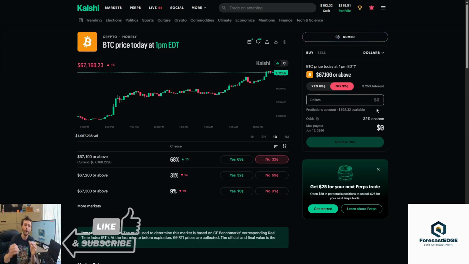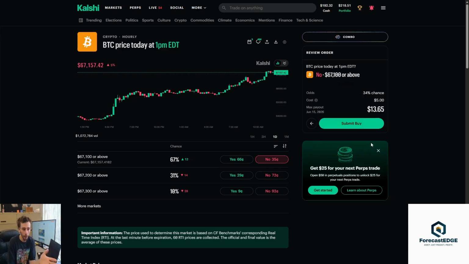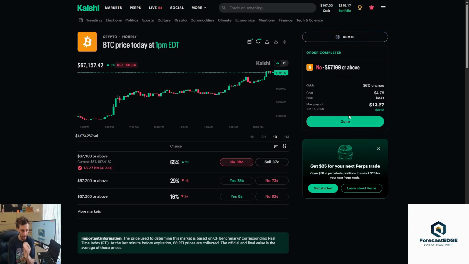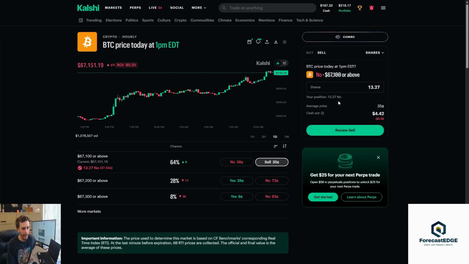You're buying no and buying yes, so it's not like a bid and an ask. If you want in on the no contracts, you're going to be buying no. So I'm putting $5 up for a chance to make $14, now $13.27. You can see that I was just filled. If I switch the trade table from the buy to the sell side, you see that I have 13.27 shares of no at 67,100 or above.